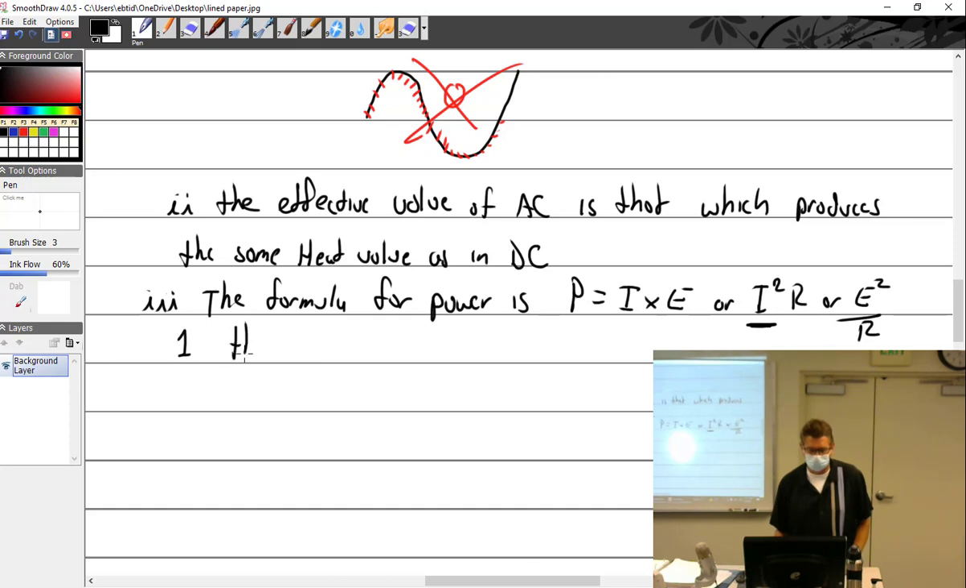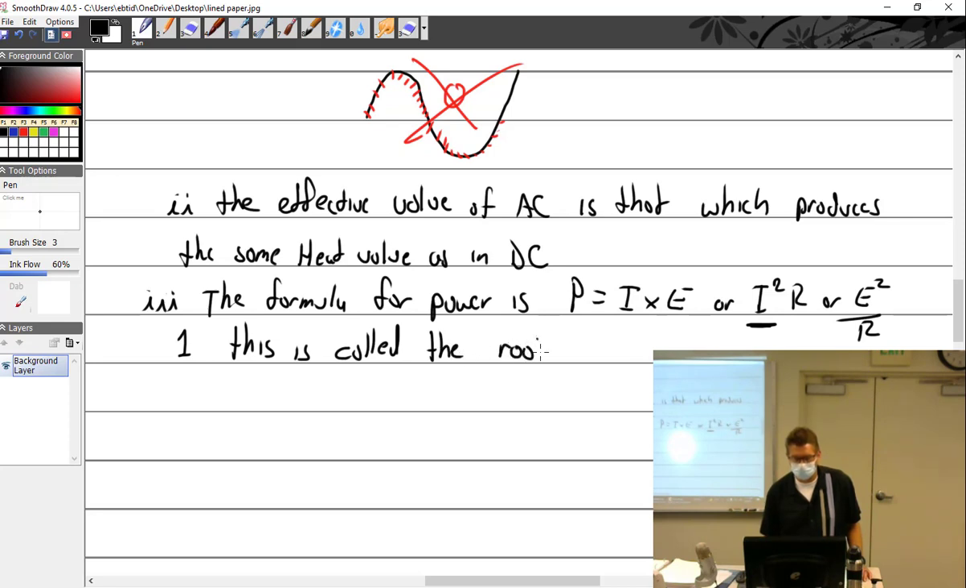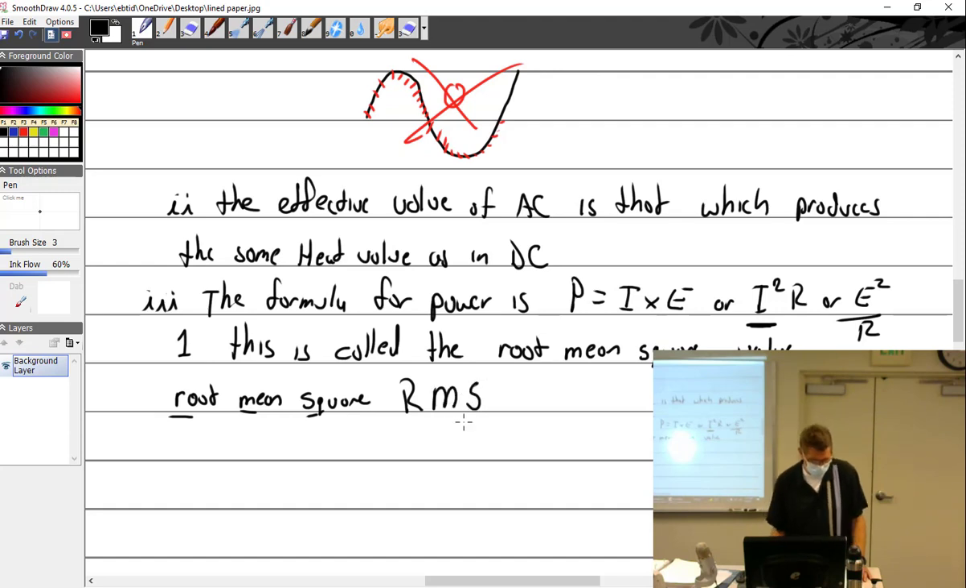This is called the root mean square value. Root mean square is RMS. RMS, the root mean square value.